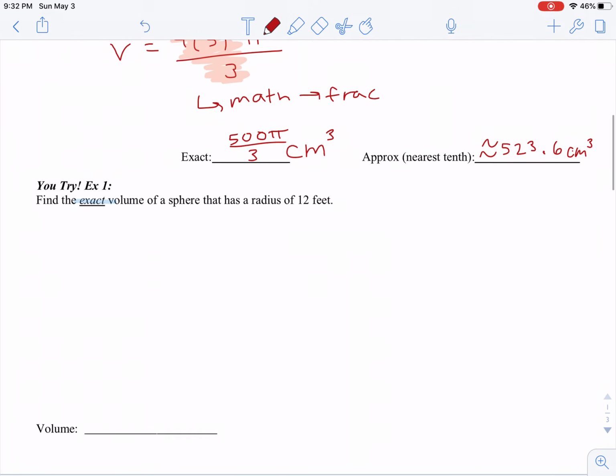So this time you're going to try. Find the volume of a sphere that has a radius of 12 feet. Notice right here where it says exact volume. So make sure to pay attention to that and give this one a try.